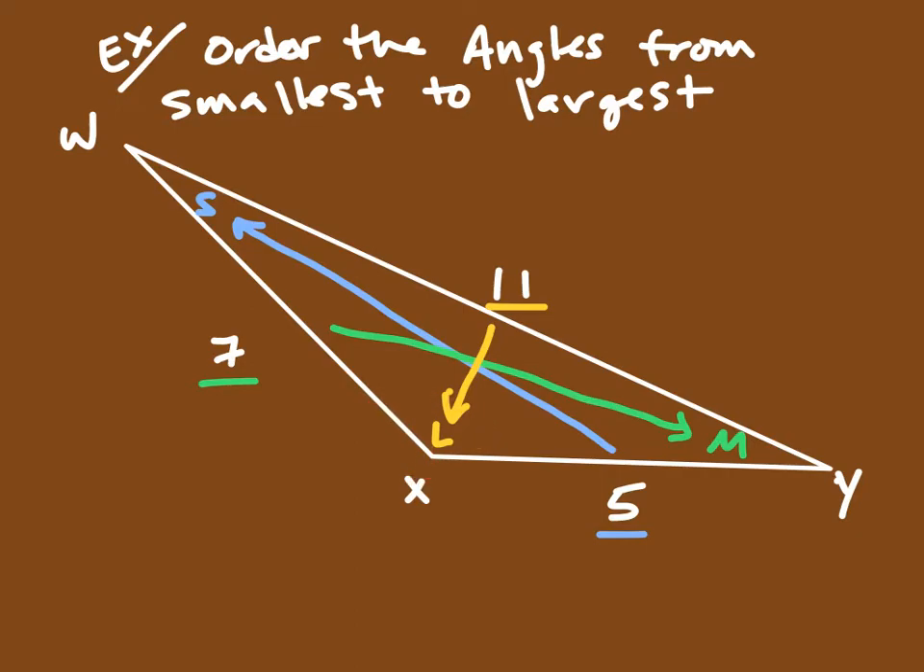So if we come over here, we want to order the angles from smallest to largest. I'm simply going to come over here and write that angle W is less than angle Y, which is less than angle X. And that's how we would order those from smallest to largest.